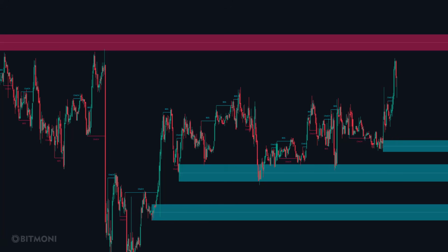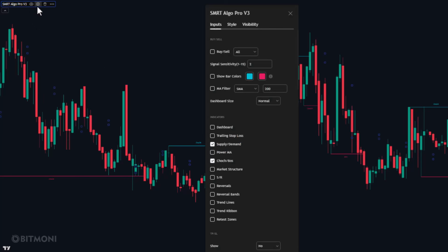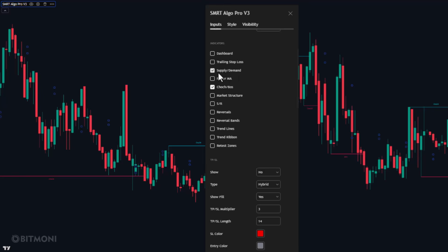Now, let's talk about settings, because this is where a lot of traders get it wrong. When you go to the settings by clicking on this gear icon, you will see that there are several settings that can be applied to this indicator. Now, here's what I enabled. The supply and demand zones, which represent the reversal areas. The change of character and break of structure, which help to confirm shifts in trend. Then the dashboard, which displays higher time frame trends. I left other features disabled, because these are the only ones I will be using for this particular strategy.